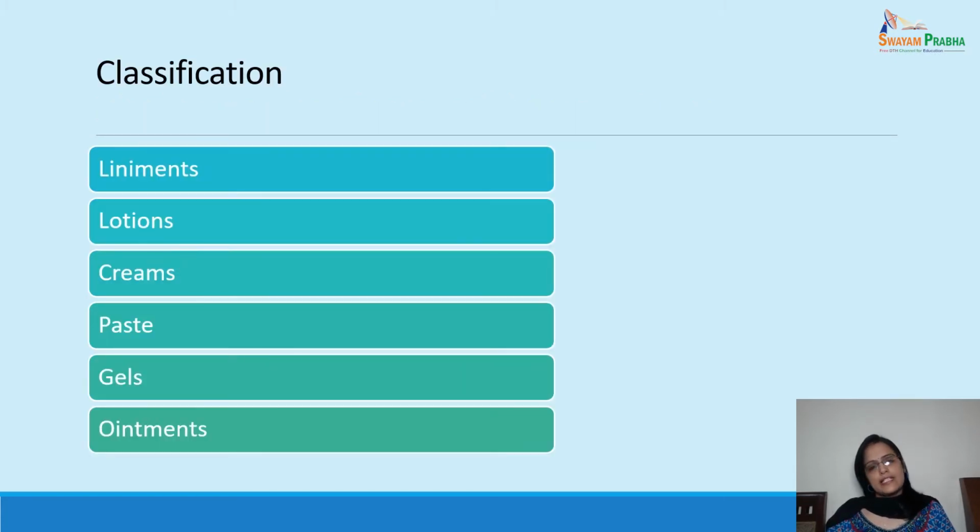So this is the classification of semi-solid dosage forms. The different semi-solid dosage forms are creams, liniments, lotions, and different types of creams. So all these are semi-solid dosage forms.